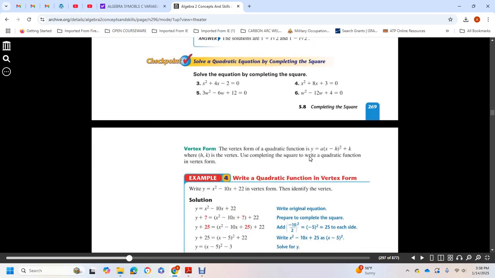Vertex form of a quadratic function: y is equal to a times x minus h squared plus k, where (h, k) is the vertex. Completing the square writes the quadratic function in vertex form.